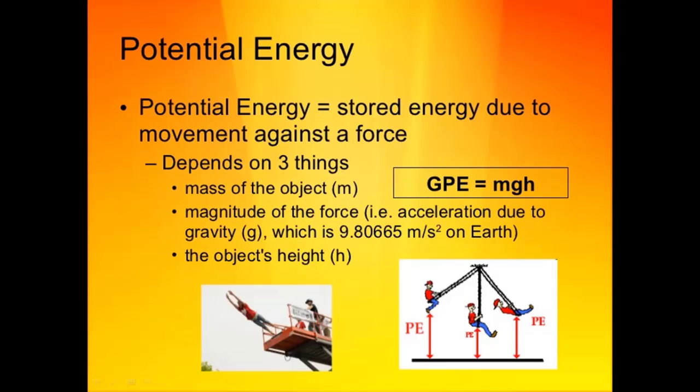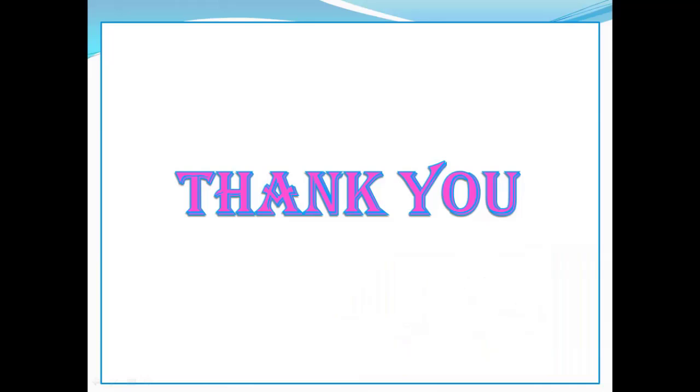Also here is potential energy, the stored energy due to movement against a force. It depends on three things: the mass of an object, the magnitude of the force, and the third thing, the object's height. You can see here different examples of the mass of an object, the magnitude of the force, and the object's height. This is what we call potential energy, which is also said to be stored energy. With this I am going to conclude the lesson.